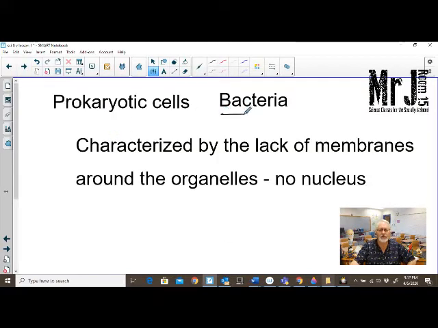Prokaryotic cells. Prokaryotic cells are bacteria characterized by the lack of membranes. So when we take a look inside a prokaryotic cell, inside a bacteria, one of the things we're going to see is that there is no nucleus. We don't see that defined nucleus. For a lot of cells that we saw, that nucleus is really the only thing that we could actually see. Within a bacteria, we're not going to see that.